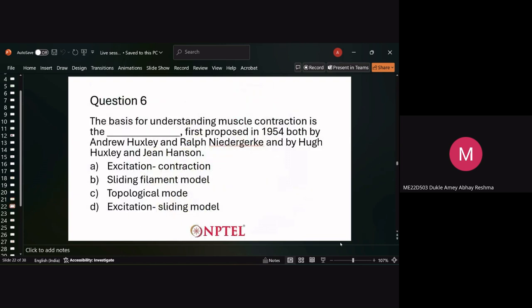Moving to question number 6. The basis of understanding muscle contraction is dash, first proposed in 1954 both by Andrew Huxley and Ralph Niedergerke, and Hugh Huxley and Jean Hanson. Options: excitation contraction theory, sliding filament model, topological model, excitation sliding model. So the answer is sliding filament model.